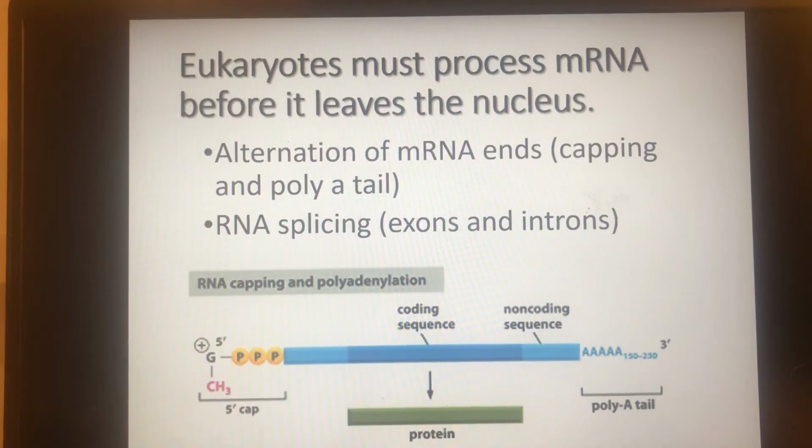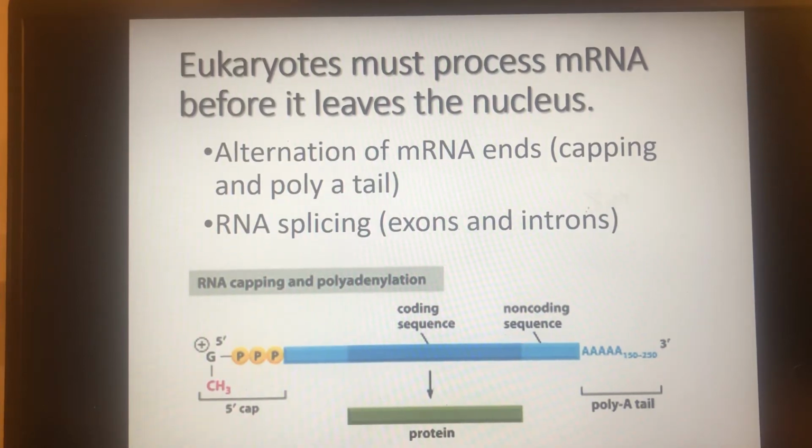All right, eukaryotes must process mRNA before it leaves the nucleus. This is something that prokaryotes don't have to do. Why don't they? Well, let's think. Does the DNA ever leave the nucleus for prokaryotes? No, because there's no nucleus.